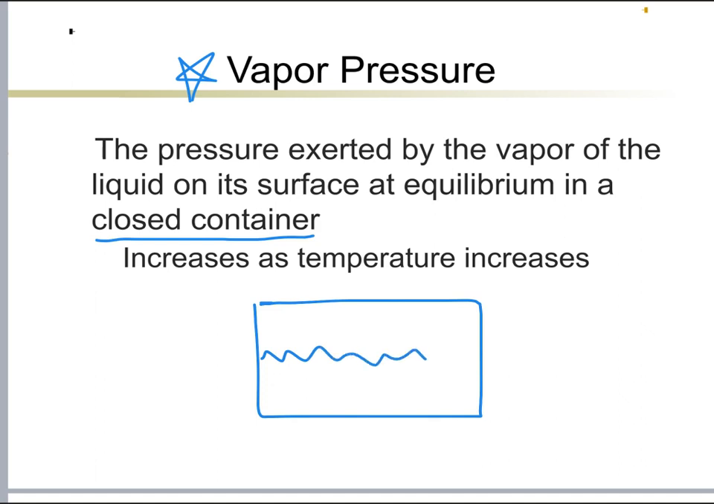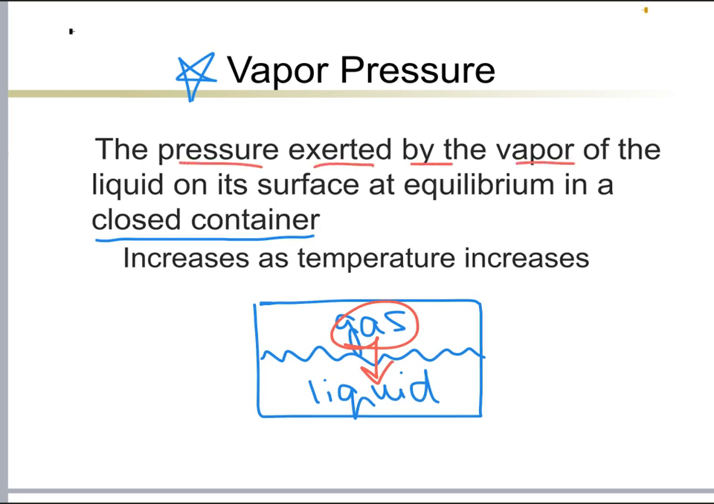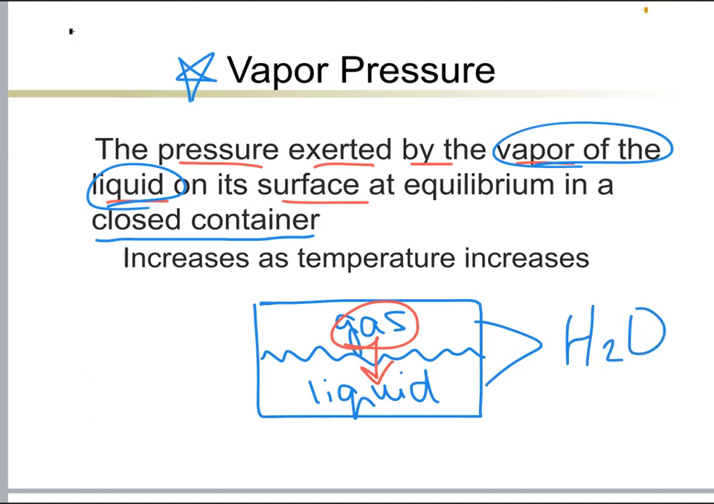In this little fish tank, I have some liquid water, and then I also have some gas or vapor. The vapor pressure is the pressure that the gas puts on the liquid. The pressure exerted by the vapor on the liquid, or on the surface. So it does say of the liquid. So what that means, the vapor of the liquid, what that means is these two substances would have to both be the same, so H2O.